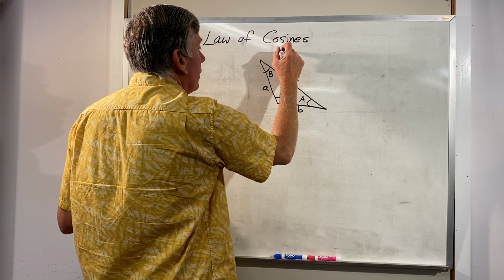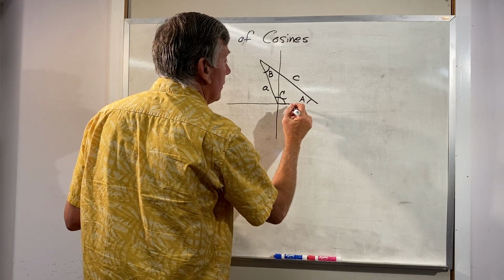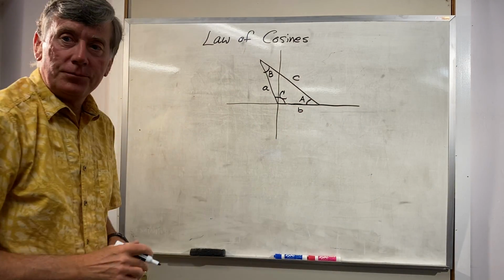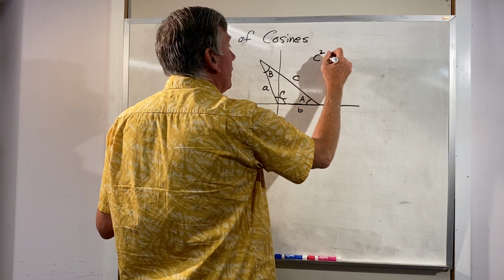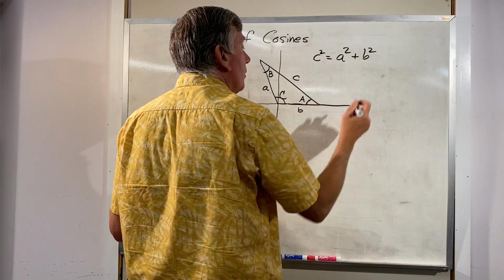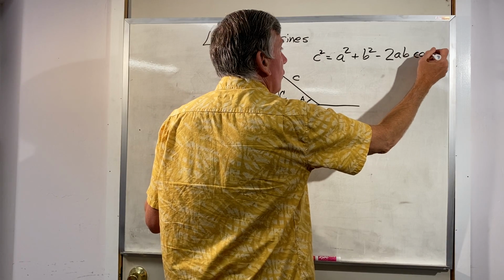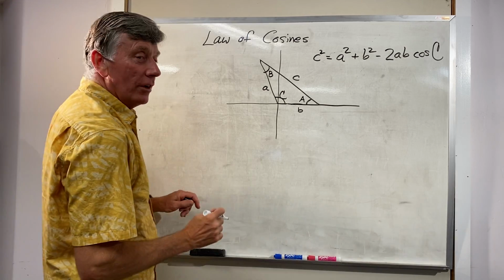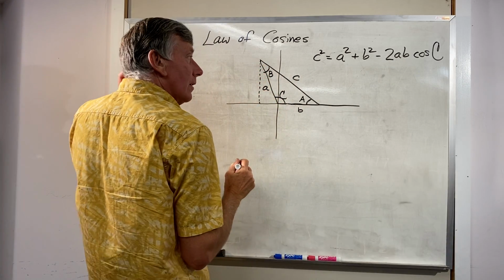I'm going to draw my coordinate axes right through that point there. Let's make this like that. The law of cosines says that c squared is equal to a squared plus b squared, kind of like the Pythagorean theorem, but then it departs by saying it's minus 2ab times the cosine of that angle c. That one right there. So what I'm going to do is I'm going to draw this perpendicular line right here.